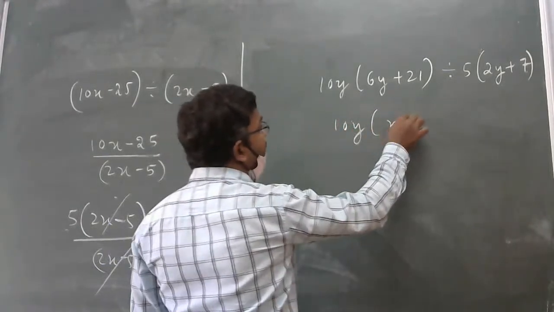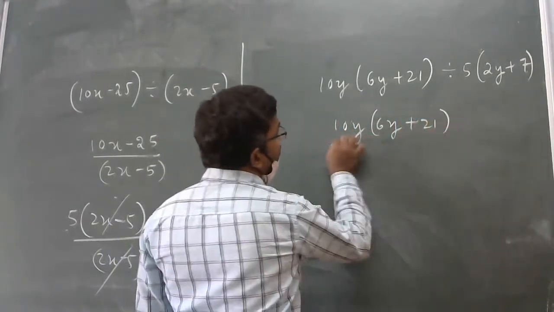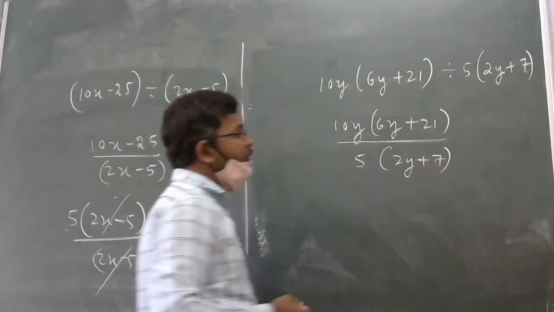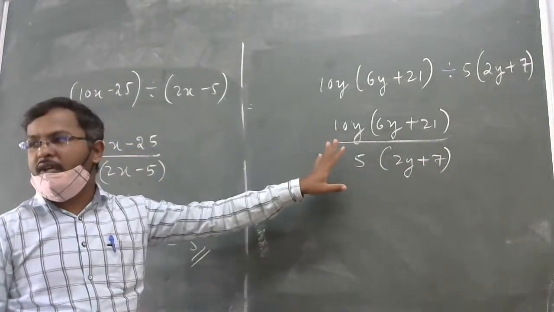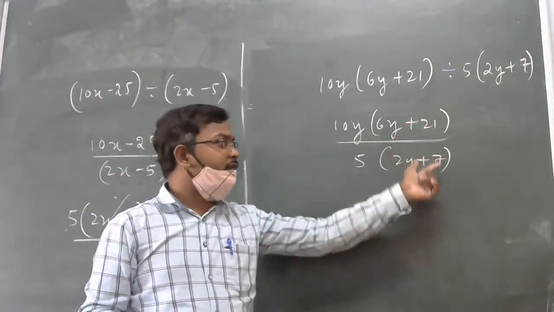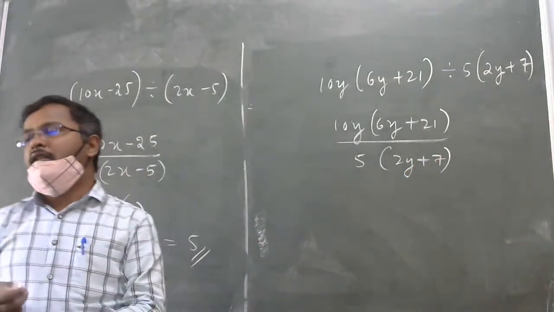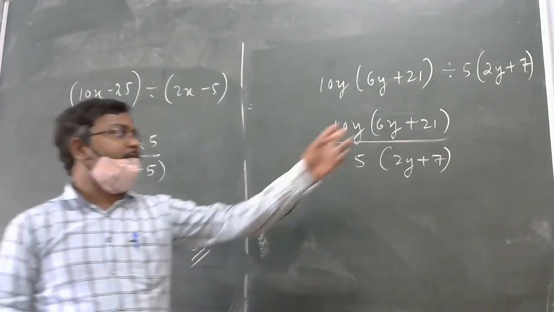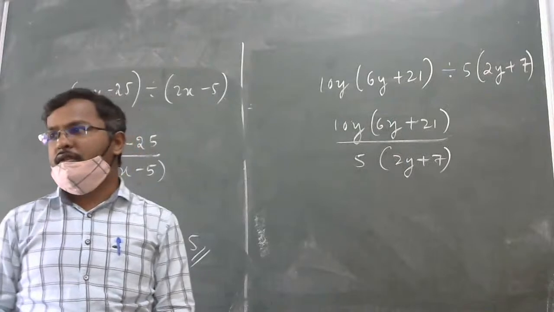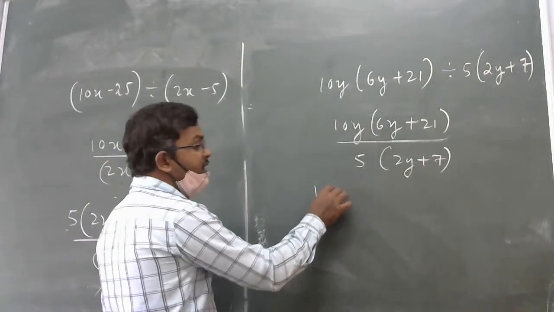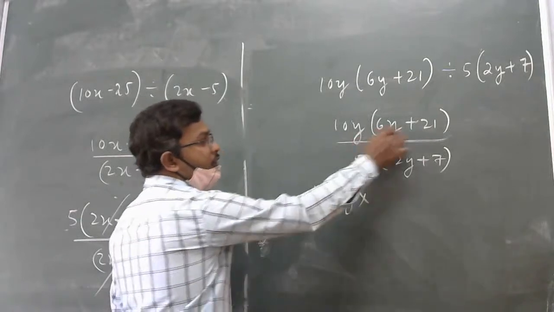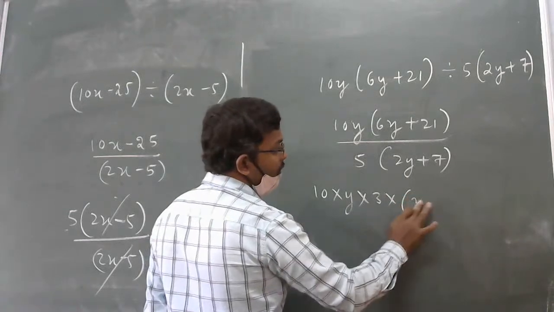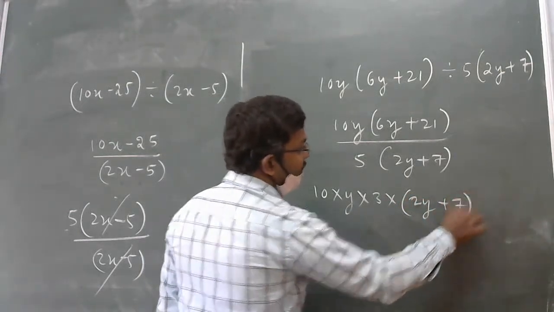Then y into 6y plus 21 divided by 5 into 2y plus 7. So this 5 we can cancel with any of the term, okay? But on the numerator we have to get 2y plus 7. Can we get 2y plus 7 on the numerator? Yes. So from these two we can take 3 common. Okay. So 10y means 10 into y, from this we are taking 3 outside, and if you take 3 outside, what is left out? 2y plus 7 is left out.